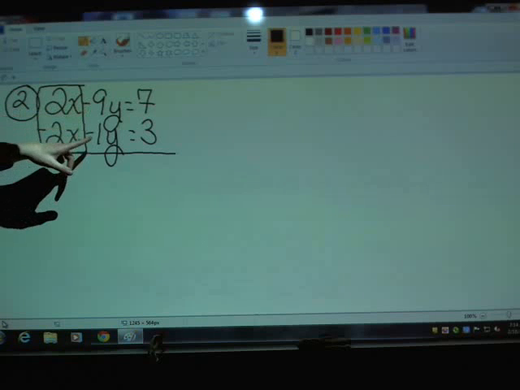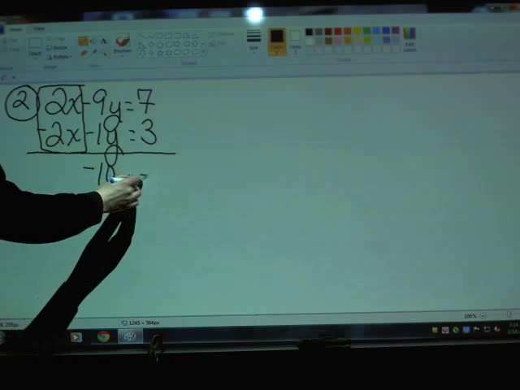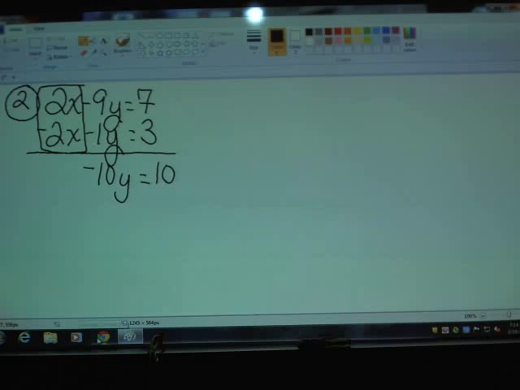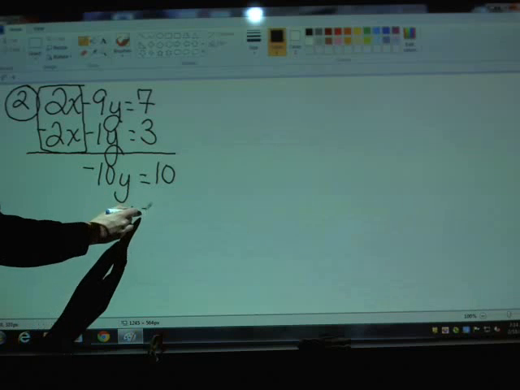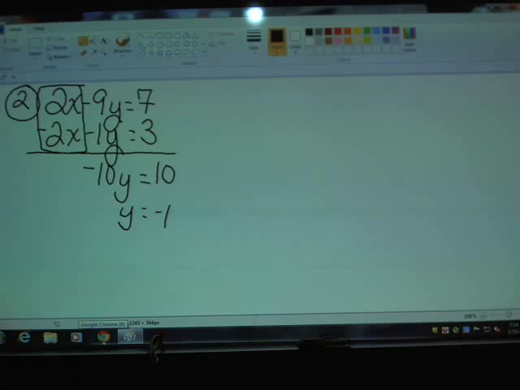I've got negative 9y and negative 1y, which is negative 10y. 7 and 3, which makes 10. So I've got negative 10y equals 10. Well, that means y would have to be negative 1. Why? Because negative 10 times negative 1 is how I make positive 10.